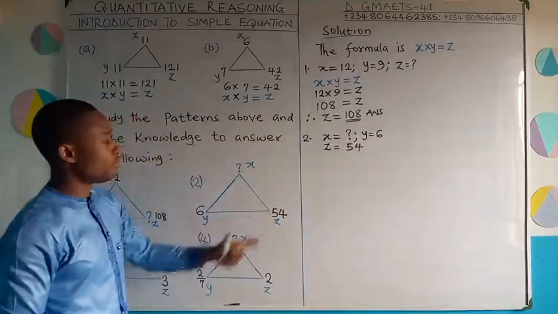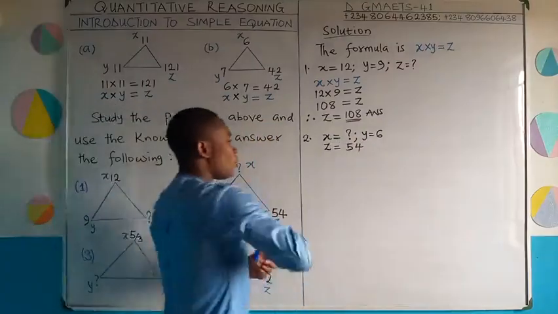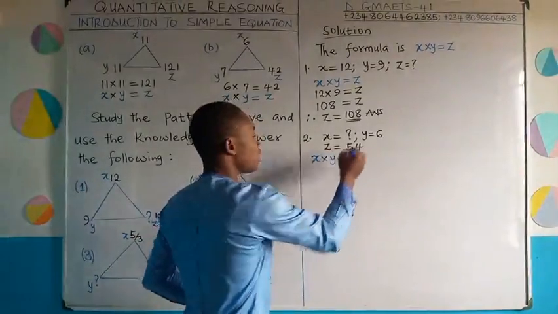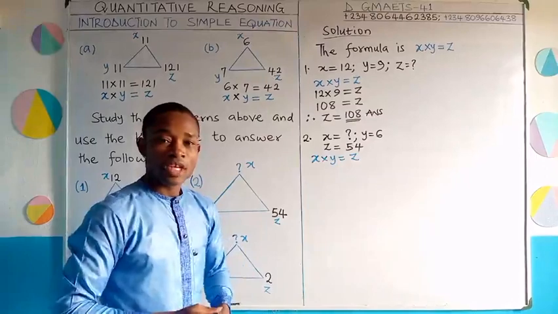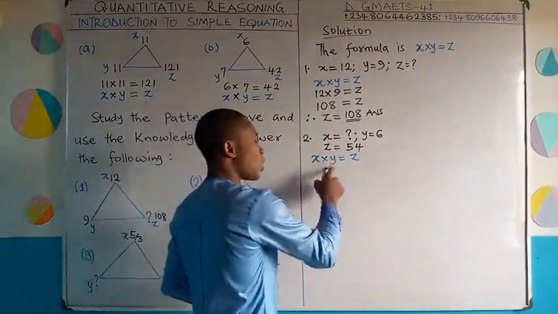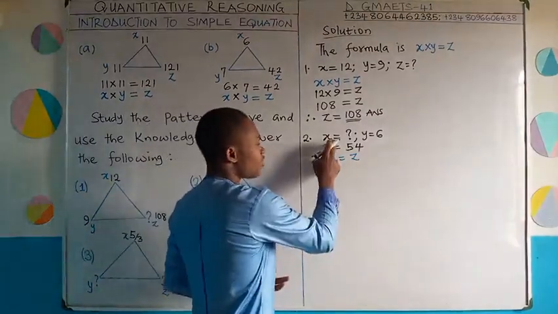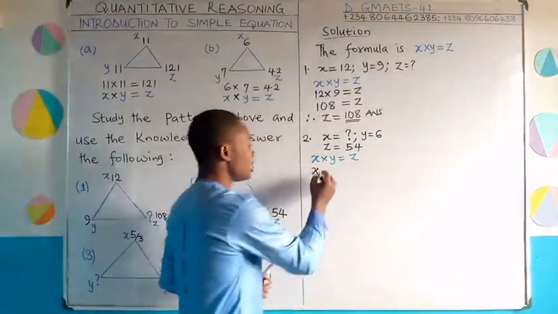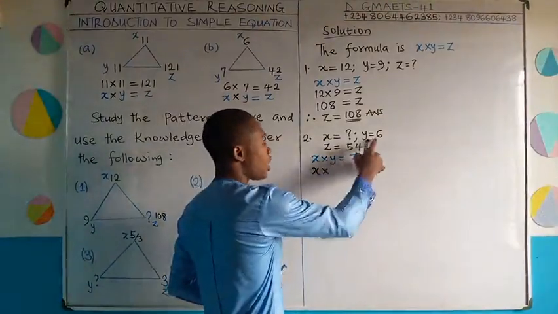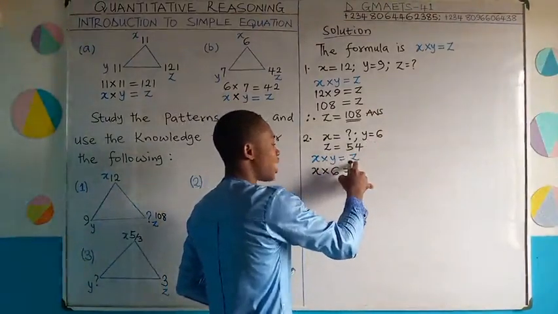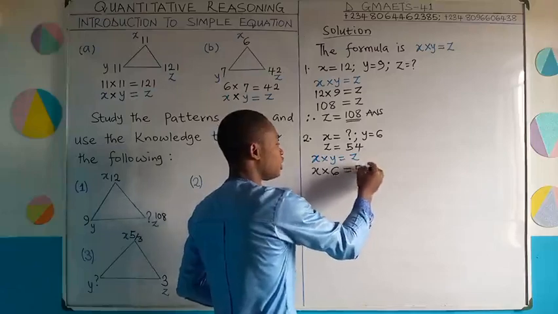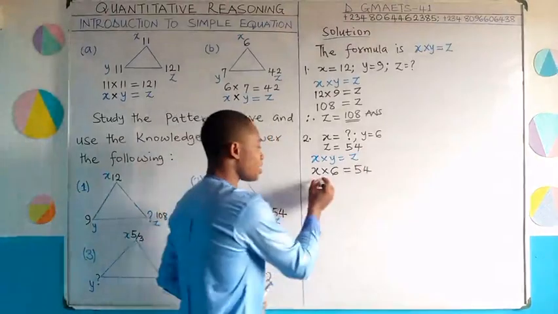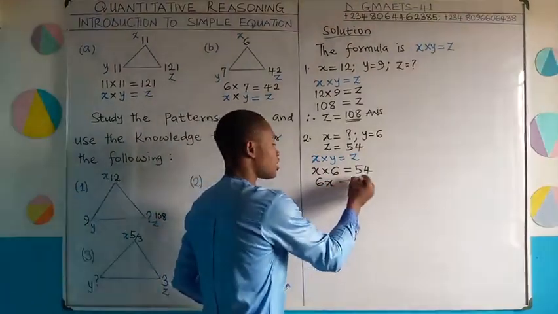Z is 54. Okay, what is our formula? Our formula is x times y equal to z. So I have to remember the formula. Going to the formula, I will replace x, y, z by their values. What's the value of x? I don't know. That's what I'm looking for. So I will still write x. That is the unknown. Times, what's the value of y? Y is equal to 6. And that will be equal to z. What's the value of z? Z is 54. X times 6 is the same as 6x. So 6x equal to 54.